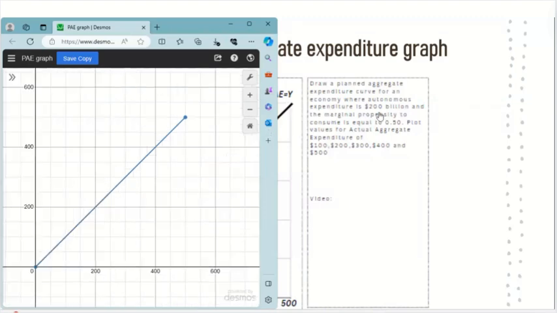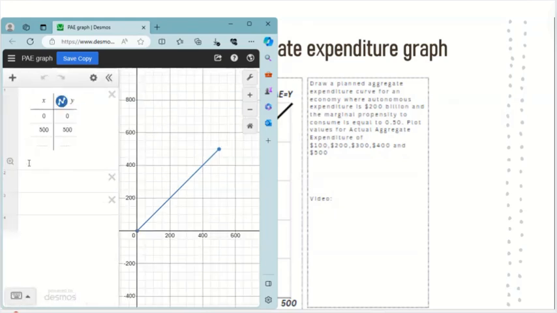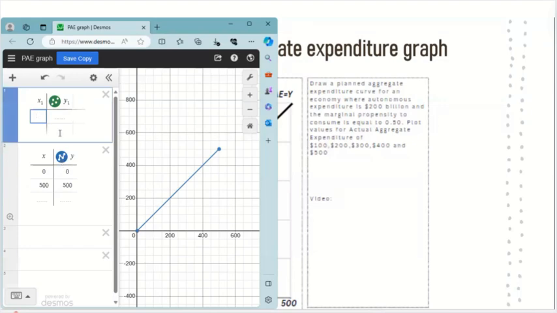So we are given that the autonomous expenditure is 200 billion, and as we know and saw from previous videos, this is essentially the y-intercept. So we are going to start by plotting that. You can go ahead and plot yours. And mine will look, again, a little different, but same thing. So this is my autonomous expenditure, or A.